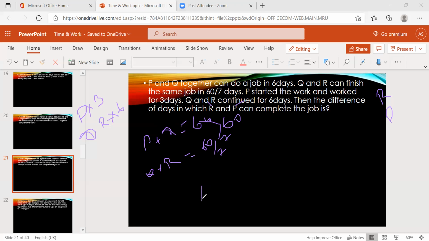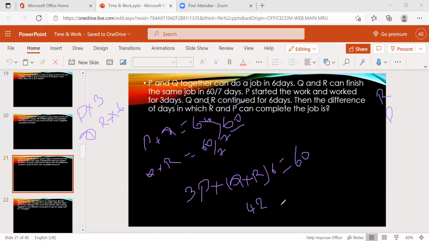Now what did they give first? P started the work for 3 days. 3P plus Q plus R for how many days? 6 days. Right? So for Q plus R, what's the efficiency? 7, right? 7 into 6, 42. Am I right? 42. And it is equal to how much work? Total work is 60. They worked for 42.